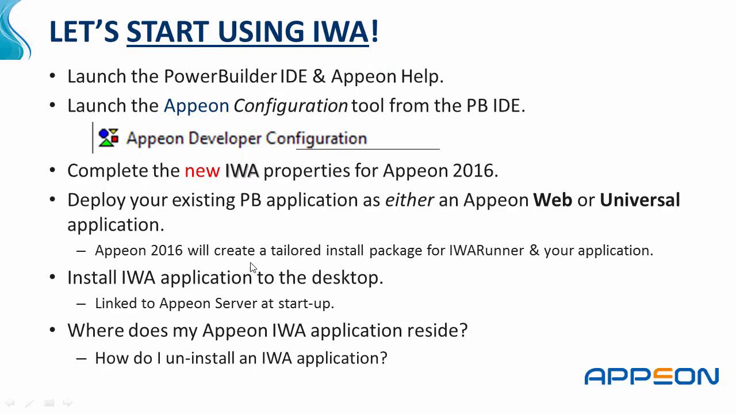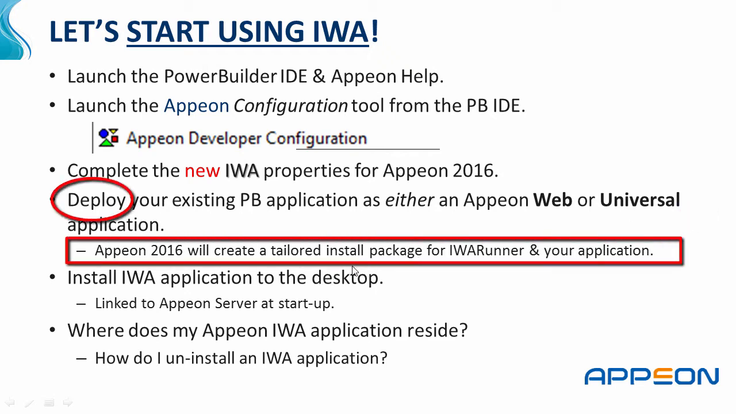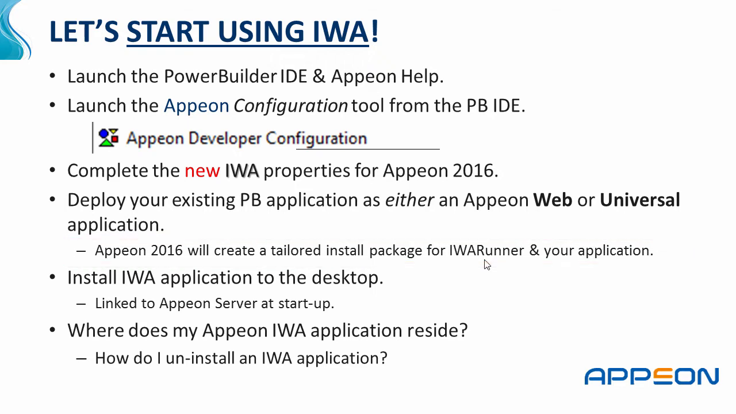So let's have a look back at our slides here. We've launched the Appeon configuration tool. We've filled in the new IWA properties, and our application is deployed as a universal, or I can choose a web-based one as well, which I can set in the configuration tool. Universal means both web and mobile. So I'm okay to go here. So all I need to do is basically go and deploy that, and Appeon 2016 will create an install package for both my application and a wrapper for the IWA Runner that we saw in that earlier diagram.